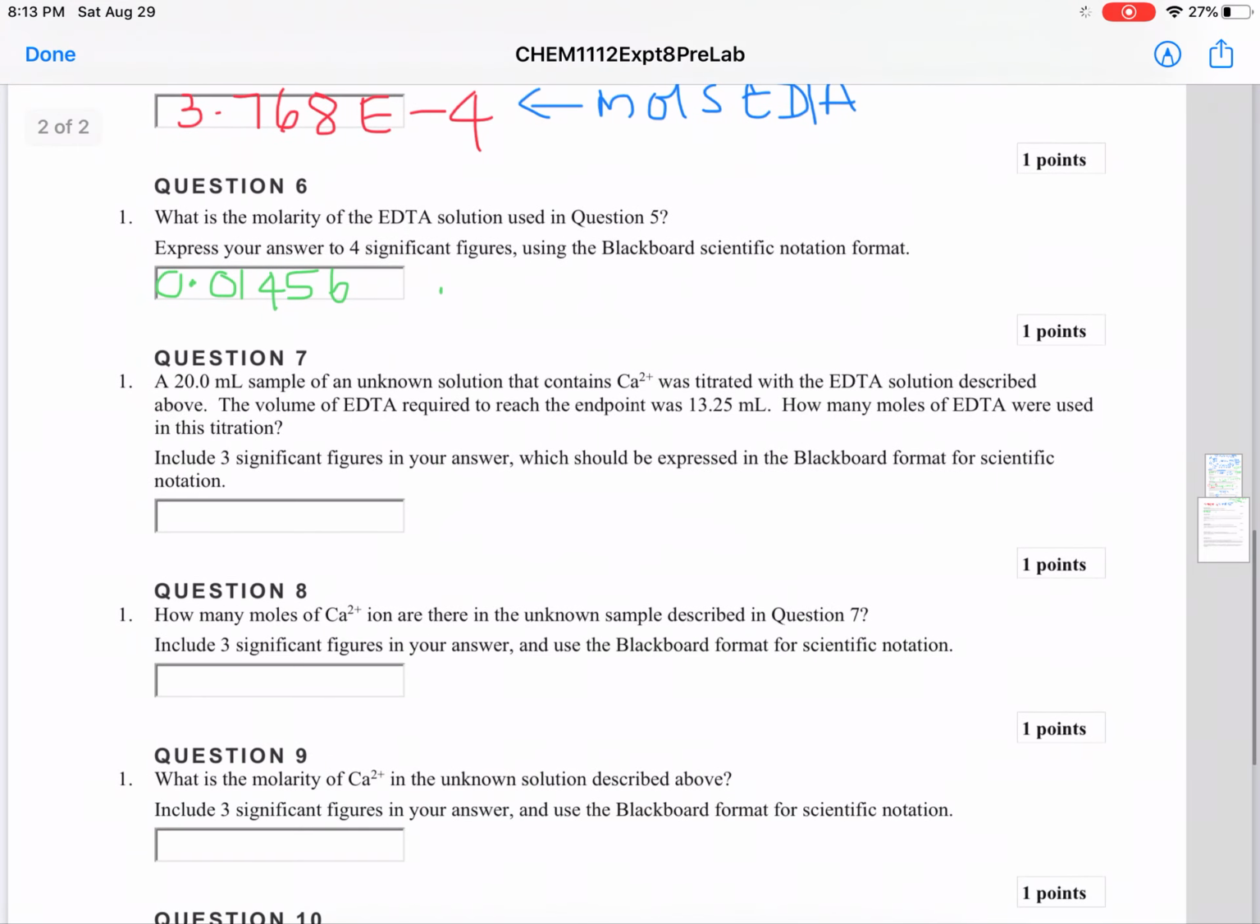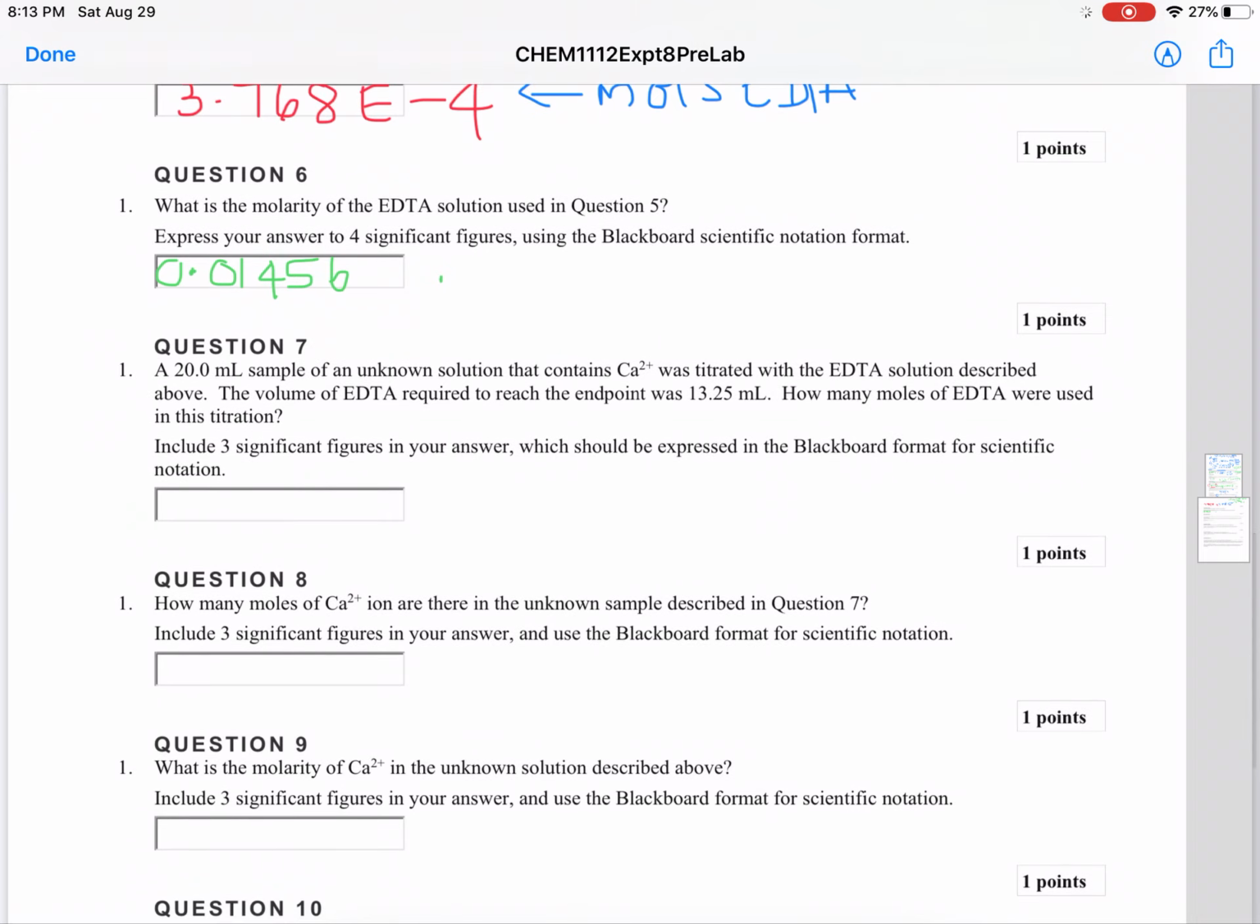All right. And then question 7, that's going to be the molarity. See, these are the same concepts that you guys have learned in General Chemistry 1. I do not even need to help you with any of these things. But it's okay. So question 7: a 20 milliliter sample of an unknown solution that contains calcium was titrated with the EDTA solution described above. The volume of EDTA required to reach the endpoint was 13.25 milliliters.